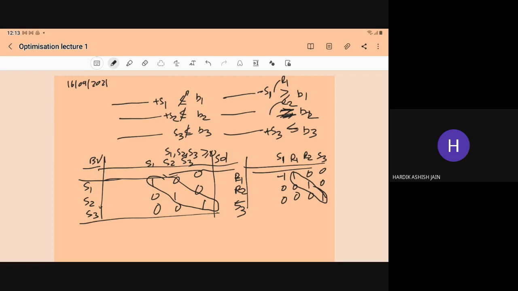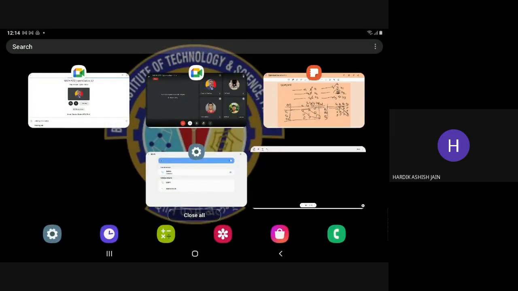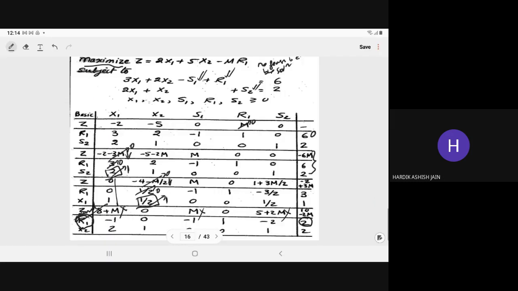To compensate for this addition of the artificial variable, we assign penalties. We assign the penalty here at these two places, and that penalty we denote by M. In case of maximization, we subtract the penalty. In case of minimization, we add the penalty. Any other doubt? Understood, sir.